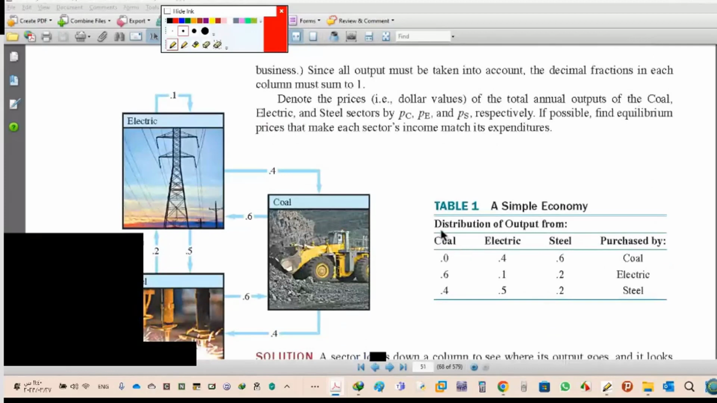Here they give me the distribution of output. For example, coal came from steel, electric, and coal: here 0. Electric came from 0.2, or 20%, from steel, 0.1 from electric, 0.6 from coal. Steel came from 0.2, 0.5, 0.4. Don't be afraid of this question. Just convert words to variables, like steel is X, electric is Y, and coal is Z.